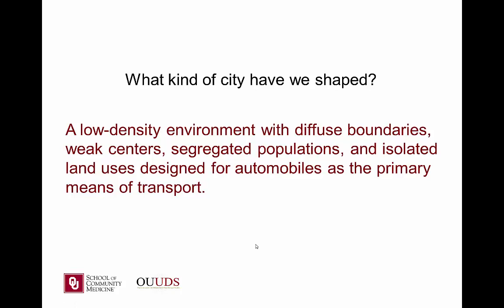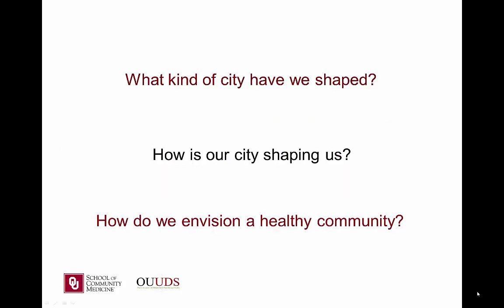What kind of city have we shaped? It's a low-density environment with diffuse boundaries, weak centers, segregated populations, and isolated land uses, designed for automobiles as the only means of transport. So if that is the kind of city we have shaped, let's turn to our second question. How is this city shaping us?